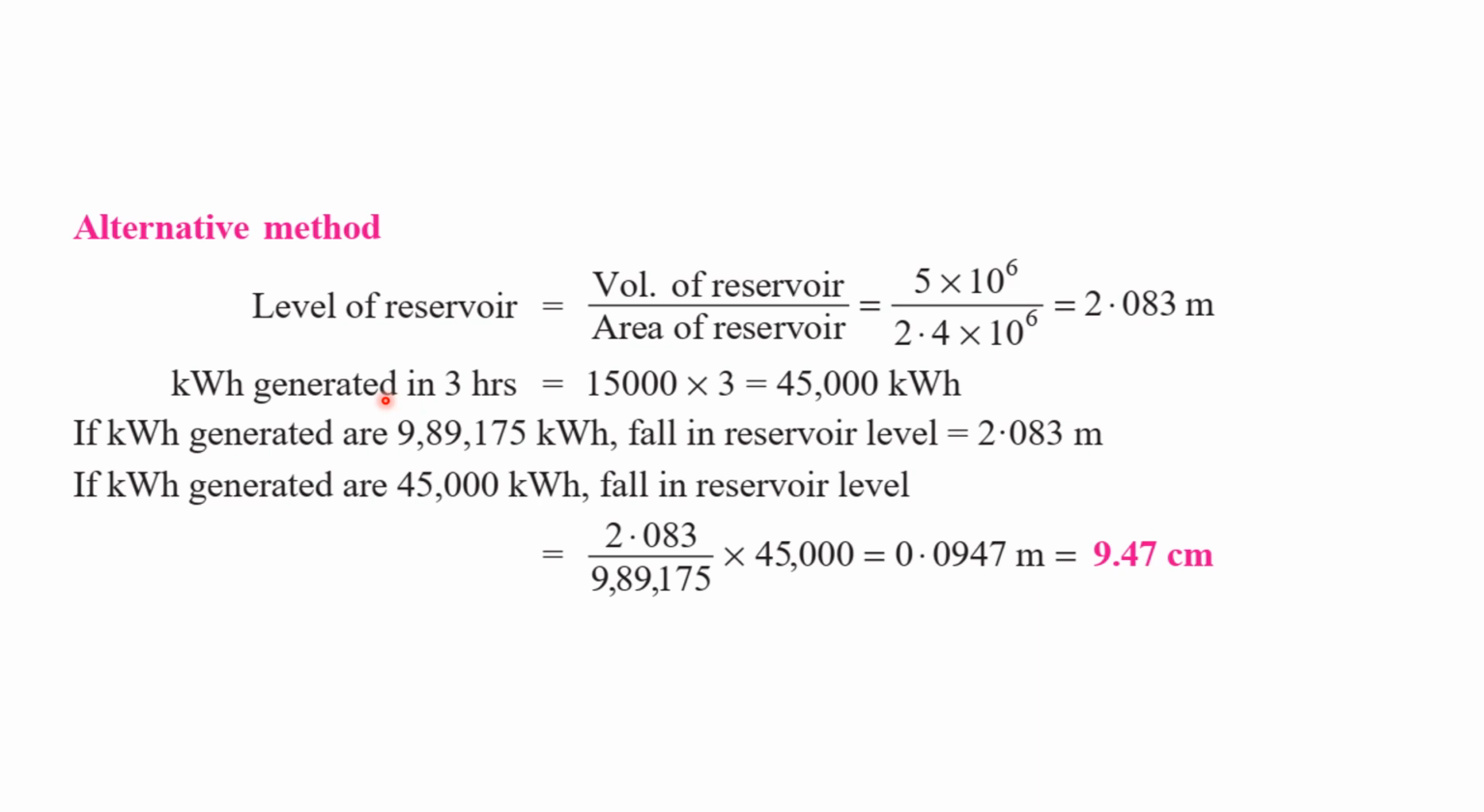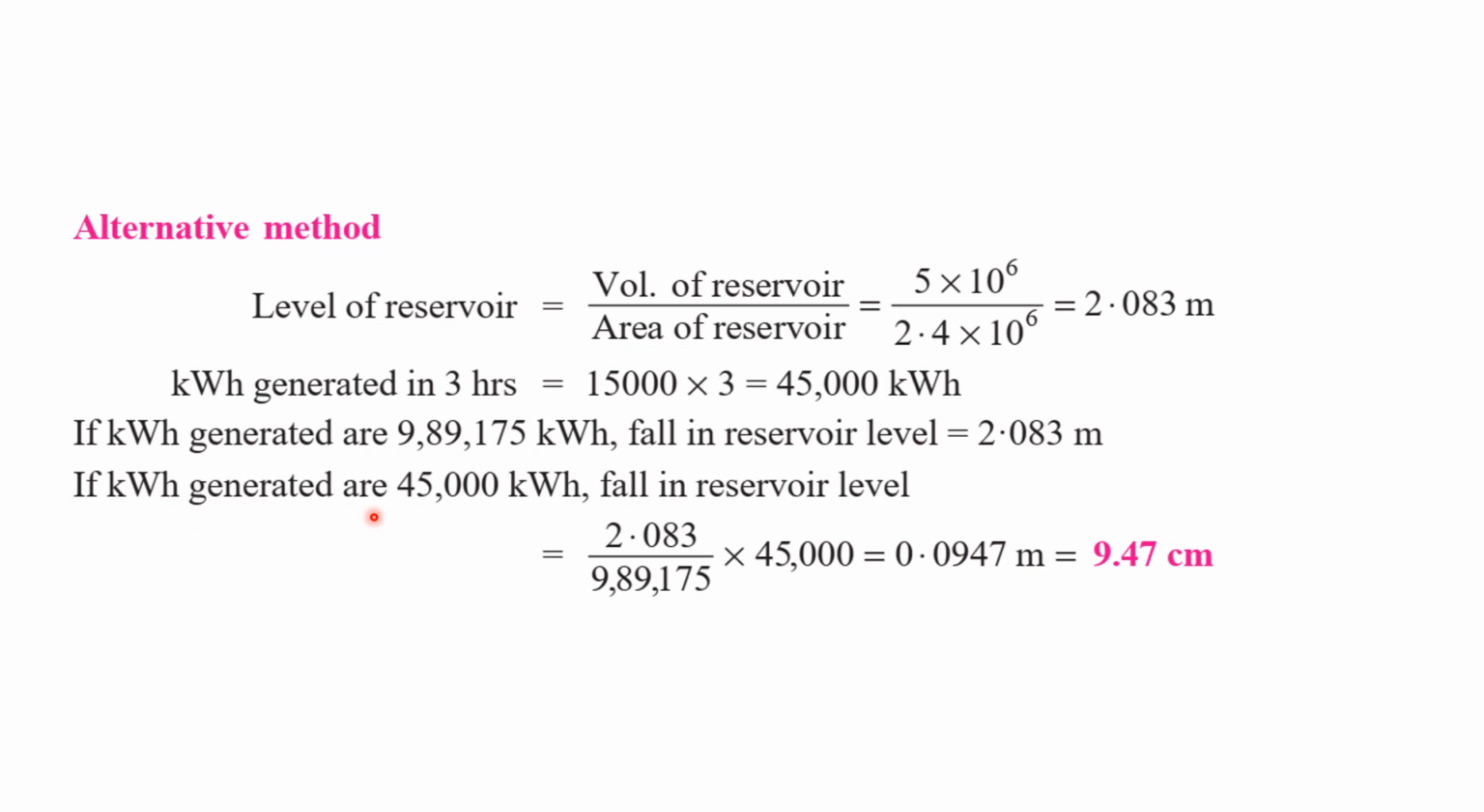The kilowatt hours generated in 3 hours are given by 15,000 kilowatts times 3, which gives you 45,000 kilowatt hours. Now, if 989,175 kilowatt hours were produced, which is the maximum energy which can be produced from this dam, the fall in reservoir level would be 2.083 meters. So the water level will fall by 2.083 meters.